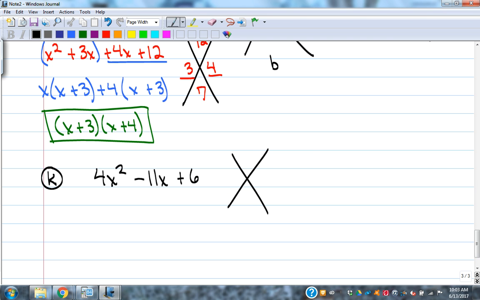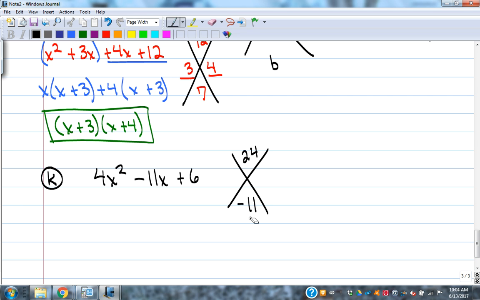What goes on the top of the X here? 4 times 6, A times C. So whatever's in front times whatever's in the back. 4 times 6 would be 24. It's important to make sure the sign stays with it. So 4 times positive 6 is positive 24. What goes in the bottom? Negative 11. It's a minus 11 in the middle, so it's a negative 11 in the bottom of the X. That's a little bit more difficult because we need 2 numbers that multiply to be a positive number but add to be a negative number.